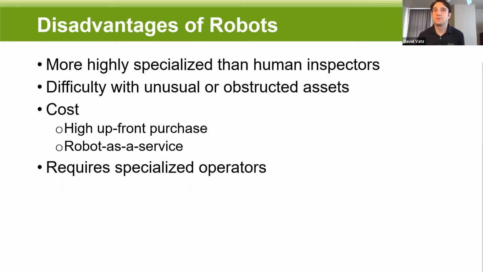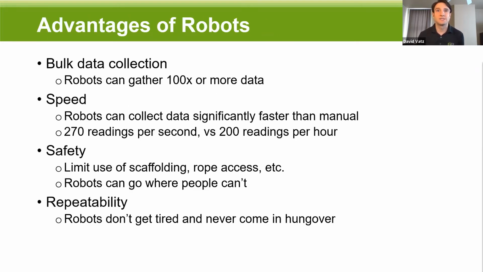All right. We'll hop on here to the next slide, the advantages of robots. And so we started talking about this a little bit with some of the answers to the questions here, but the main advantage of robotics is bulk data collection. Robots can gather about 100 times more data, and sometimes even more than that, than manual inspections can in the same amount of time. This leads to the ability to have really high resolution data on whatever it is you're looking at, which can help you make decisions on it.